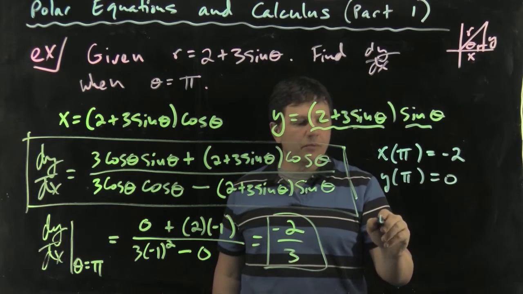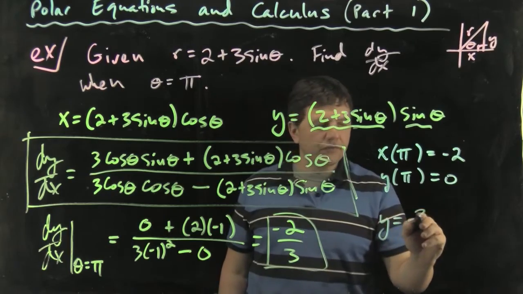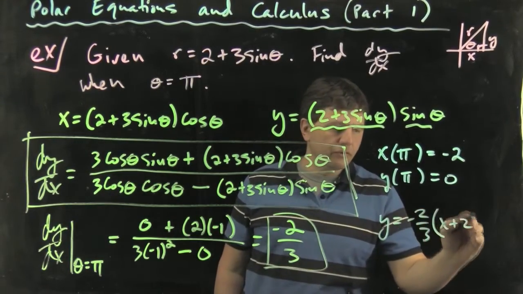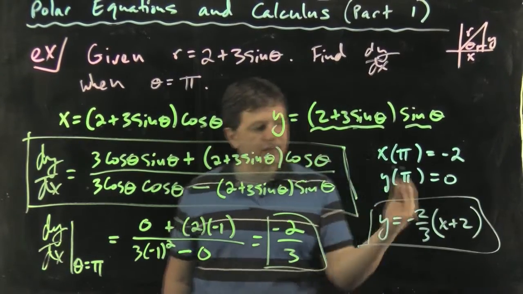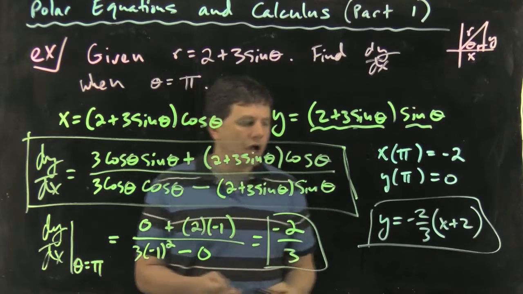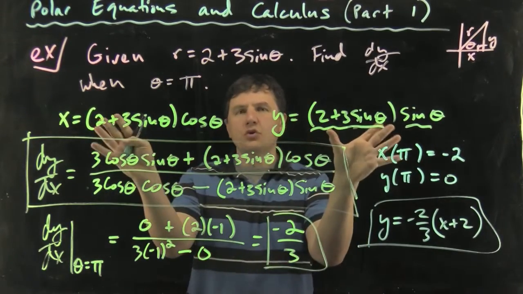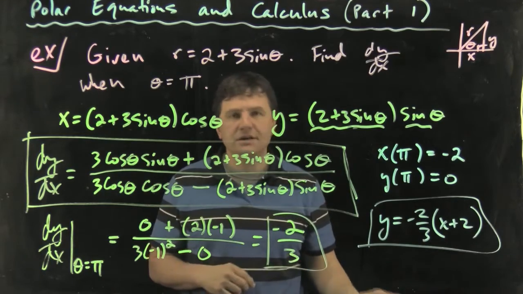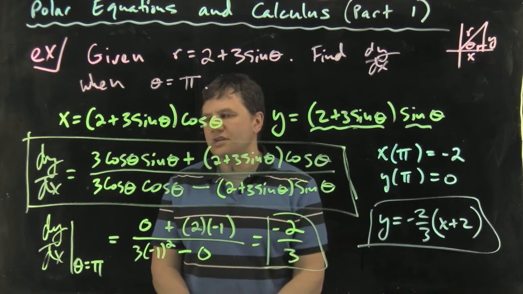So my tangent line would be y minus 0 is equal to negative 2/3, and then x plus 2. You can distribute that if you want, or just leave it like that. So that'd be the tangent line. Okay. So once we change this to a parametric situation, it's very similar to what we were doing with parametrics.